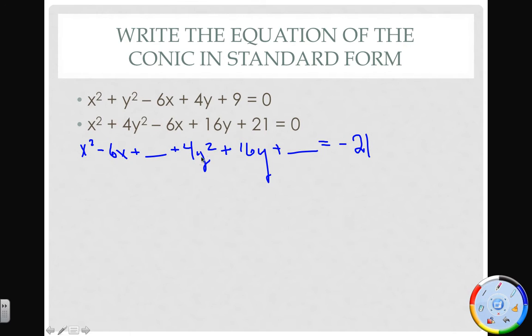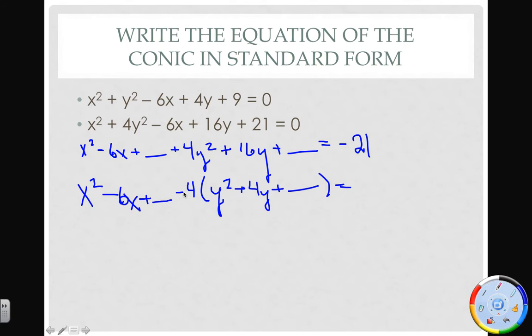So there's a 4 in front of this y squared, which means I need to get rid of that, which means I need to factor it out. So before I can do anything, I need to do 4 times y squared plus 4y plus blank. And I just got to bring this x stuff along for the ride. And I got a negative 21. I forgot my 2 plus blanks that I have to do.